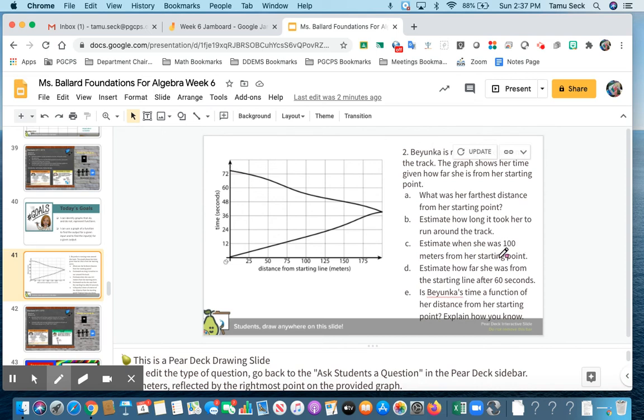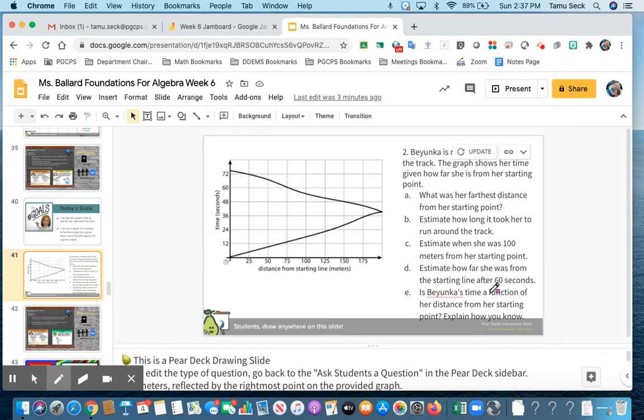Estimate when she was 100 meters from the starting point. So we go to 100 meters. She was 100 meters from the starting point at this number. So what is this number? And at this number, I want you to guess what this number is. Remember, this number is in between these two numbers, so make a guess. Estimate how far she was from the starting point after 60 seconds. So we go to 60 seconds, this number, and we go to 60 seconds and this number.